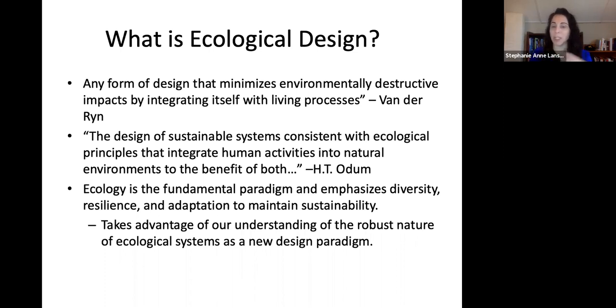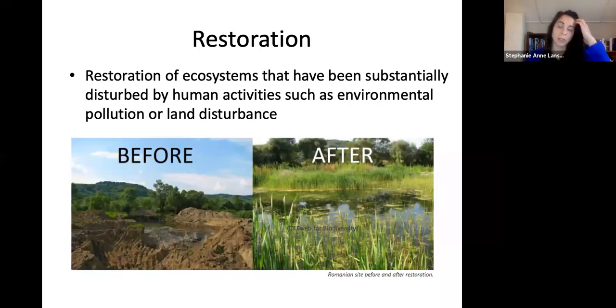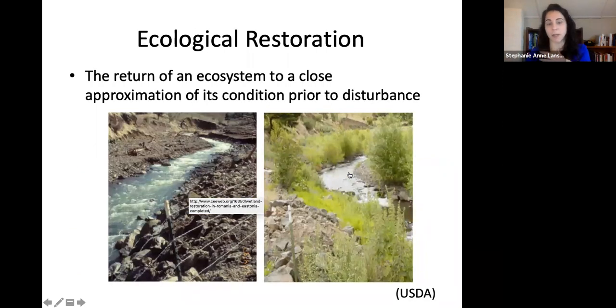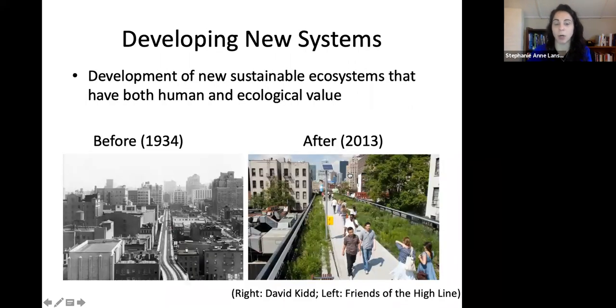It emphasizes diversity, resiliency, and adaptation to maintain a sustainable ecosystem. And it takes advantage of our understanding of the robust nature of ecological systems and uses that understanding of ecological systems to design new systems. So you can do restorations of systems. So you might see a system where it's been substantially disturbed by human activity, and then we actually restore that system using ecological design principles. Here's another example, a stream restoration. Or it can be developing all new systems.